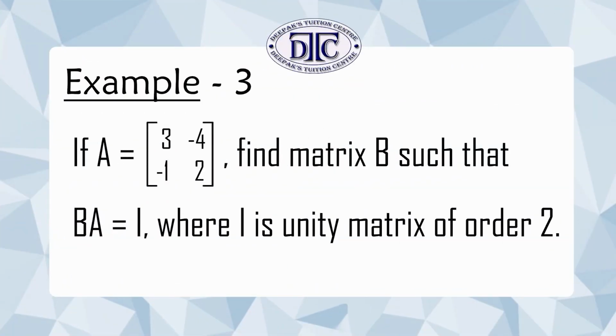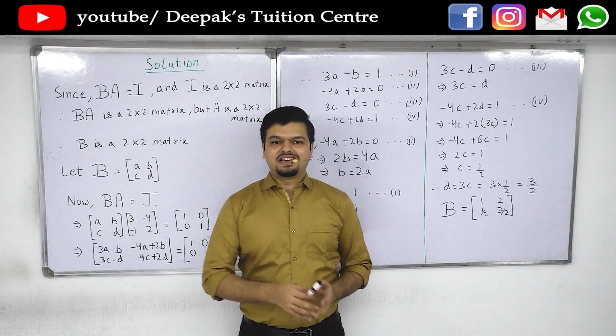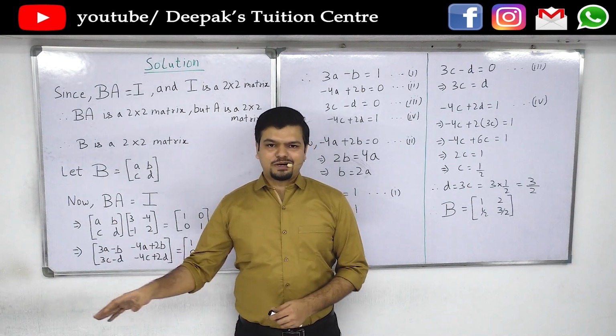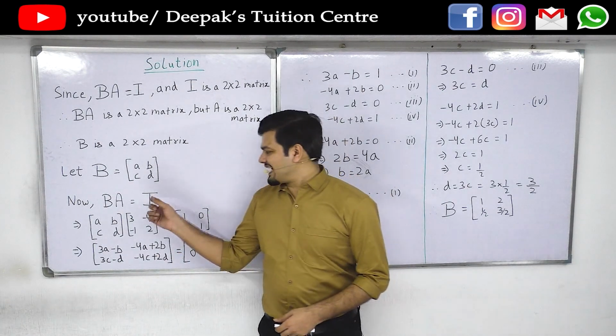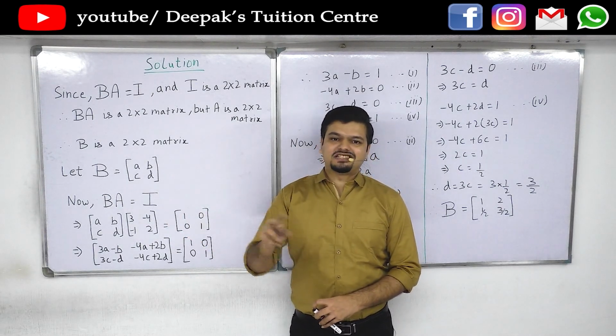If matrix A equals 3, minus 4, minus 1, 2, find matrix B such that BA equals I, where I is unity matrix of order 2. To calculate the value of B, first we have to calculate the order of B. Before going into that, first we'll understand what is I. I is a unit matrix of order 2. That means 2 cross 2.